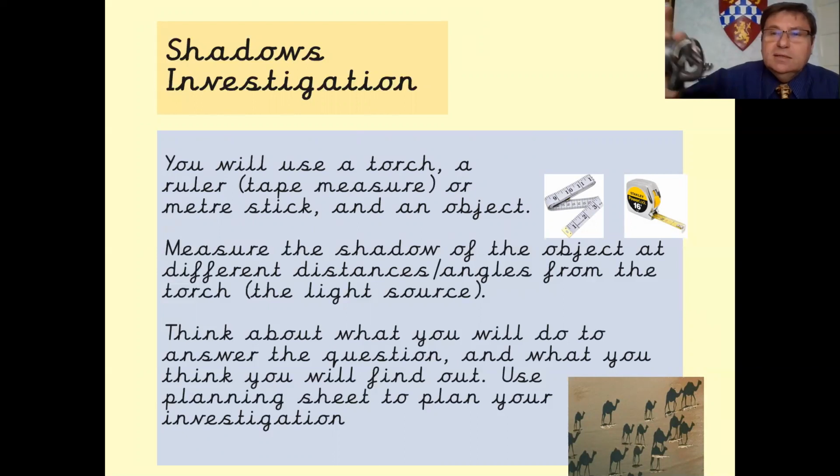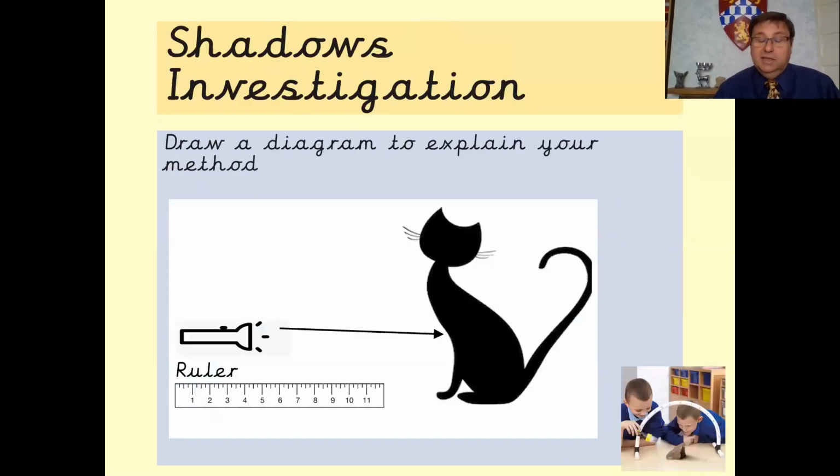Or maybe a statue that I've got of an elephant. Hope you can see that. But you could just as easily use a tin of beans or a glue stick. So whatever your object is, you need to choose your object and think about what you will do to answer the question and how you're going to plan your experiment in the best way. Maybe you want to draw a diagram to show you how you're going to use the equipment to work out your experiment. Here's one I did earlier.